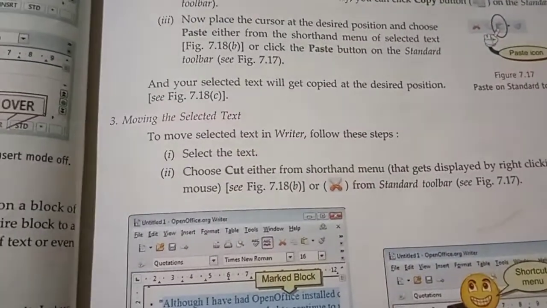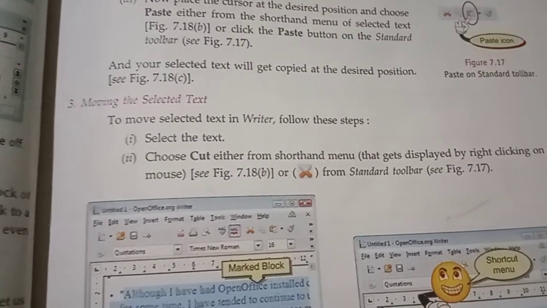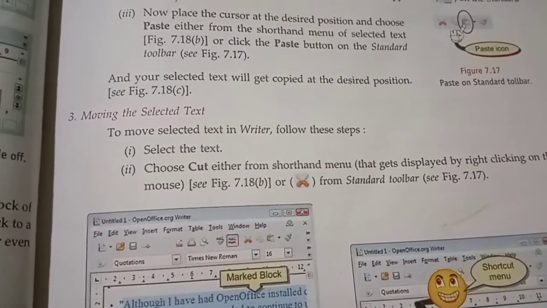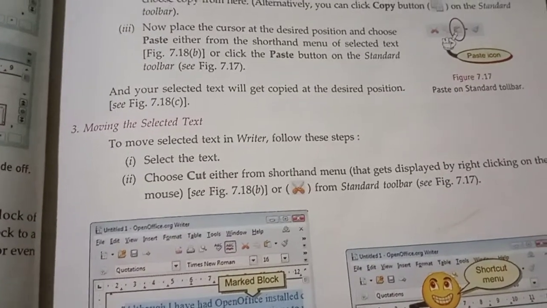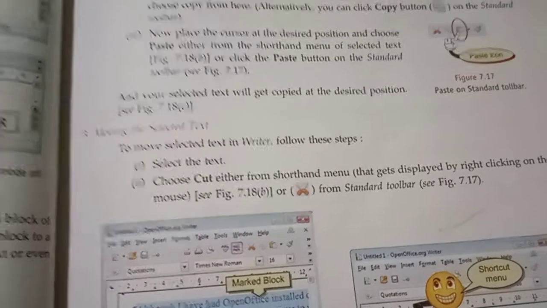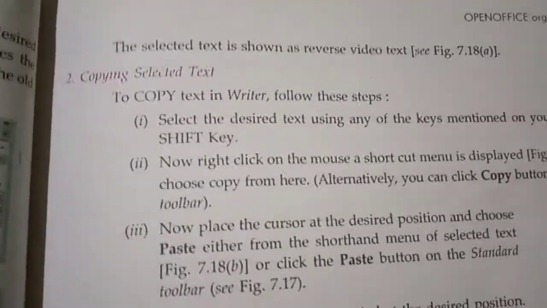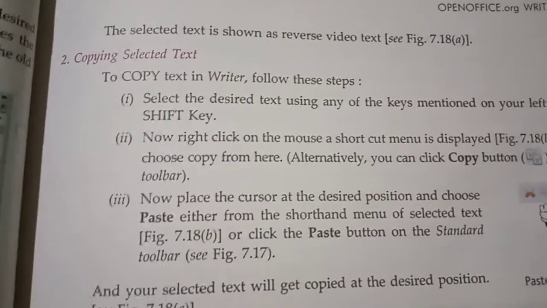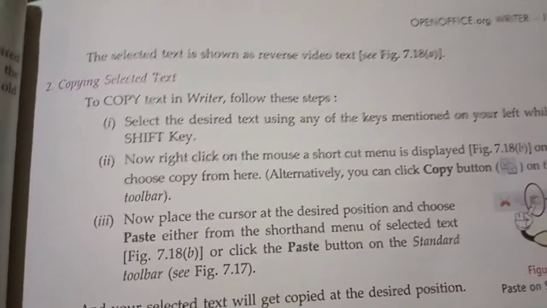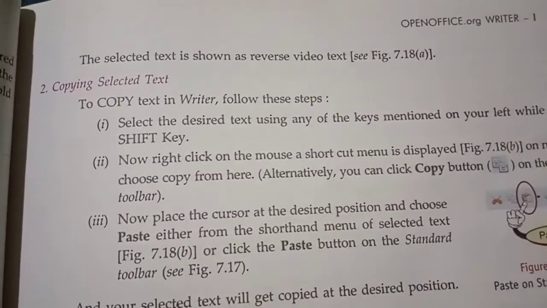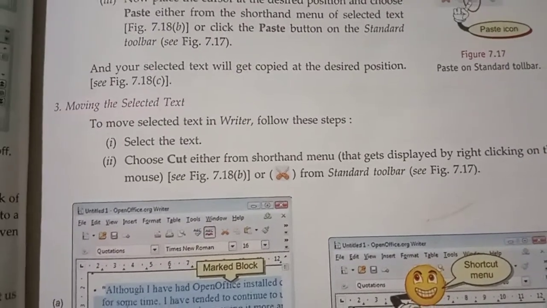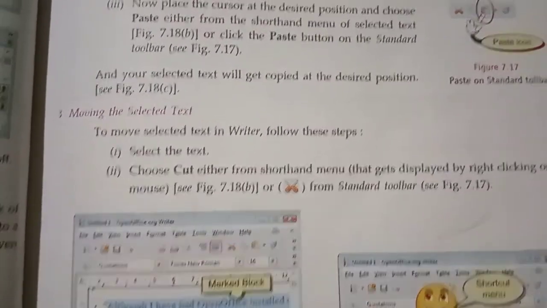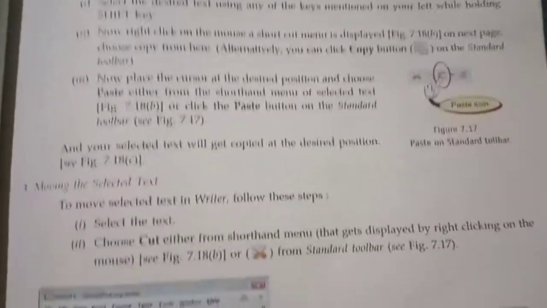For cutting, you can use either the cut option and paste option, or you can use Control X. So Control X for cutting, Control V for pasting. For copying, Control C for copying and Control V for pasting. Keep it in mind: Control C and Control V for copy paste, Control X and Control V for cut paste. So this is the difference between copy and cut.